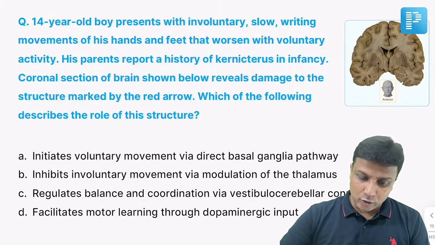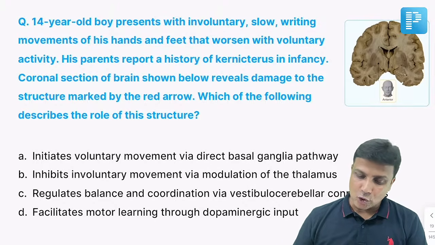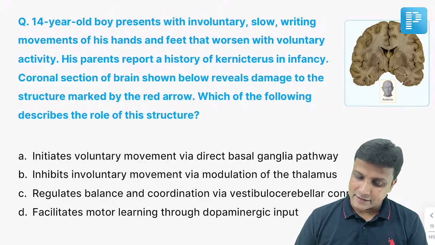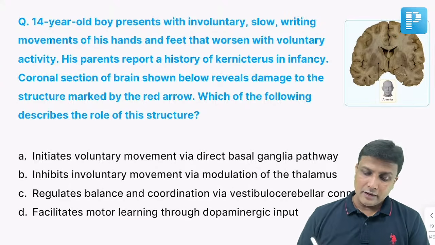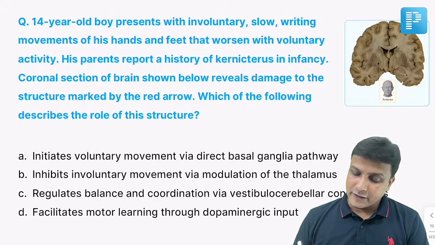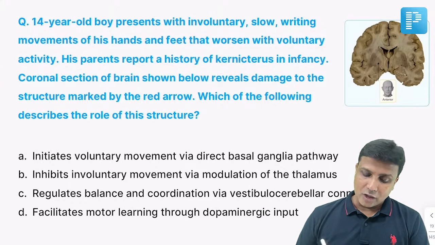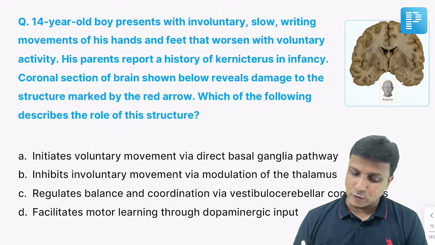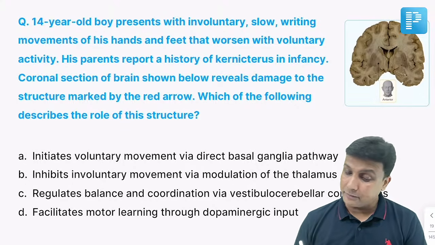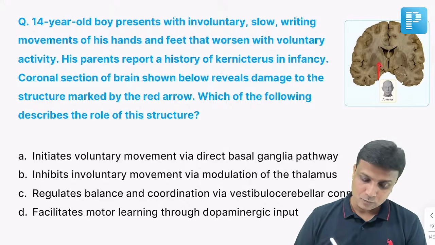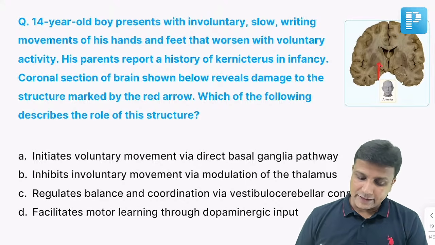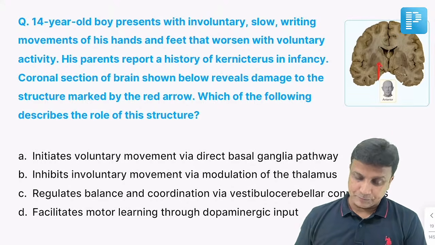A 14-year-old boy presents with involuntary, slow writhing movements of his hands and feet that worsen with voluntary activity. His parents report a history of kernicterus in infancy. Coronal section of the brain shown below reveals damage to the structure marked by the arrow here. The arrow mark is present over here, and this is the structure which is damaged. Which of the following describes the role of this structure?